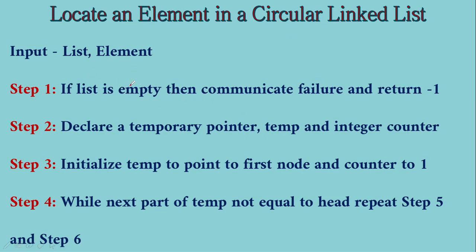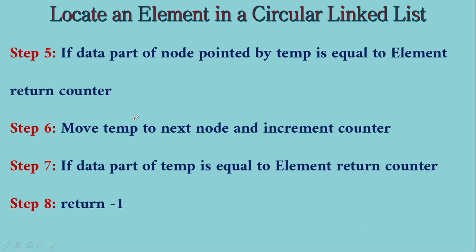So let us formally write the algorithm. The input is going to be the list and the element which we are going to locate. If the list is empty, then communicate failure and return -1. Otherwise, declare a temporary pointer temp and an integer counter, and initialize temp to the first node and counter to 1. While the next part of temp is not equal to head, that is, when we are not at the last node, we repeat steps 5 and 6.